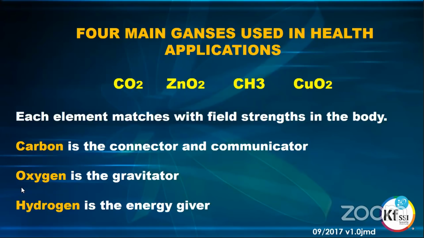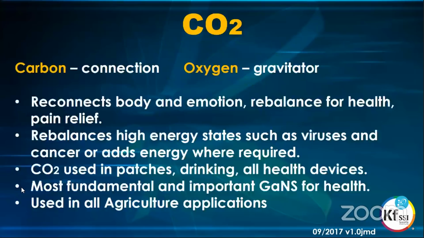In health, each element matches field strengths in the body. So when we're looking at our GANS, carbon is the connector and communicator for your body. Oxygen behaves as the gravitator, and hydrogen is the energy for our body. So when we're looking specifically at CO2 GANS, we have the carbon, which gives us the connection to our body, and the oxygen, so it can gravitate. It connects the body and emotion and balances for health and for pain. So it has a general health use.